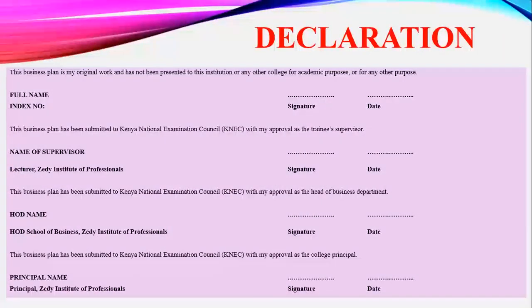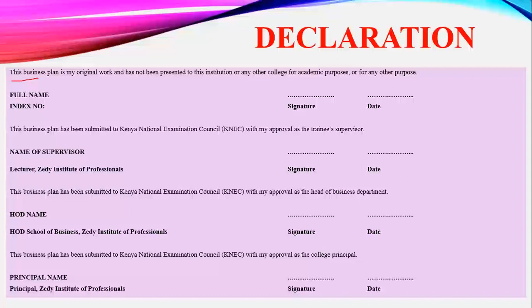The second preliminary page is the declaration page. This is where you as the student have to declare that the work that you are presenting is purely your work. You have not copied, you have not stolen somebody else's work. And the work that you're presenting has not been presented in any other place. So the first person to declare is you, the person who is writing the document, that this business plan is my original work and has not been presented to this institution or any other college for academic purposes or for any other purpose. You have to declare that.